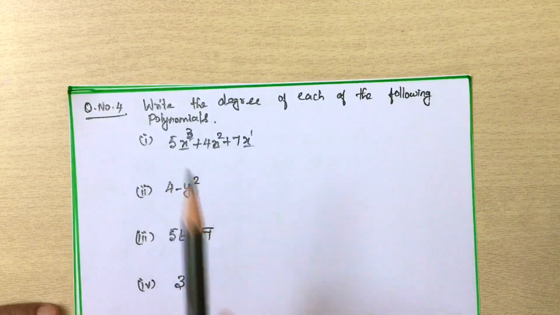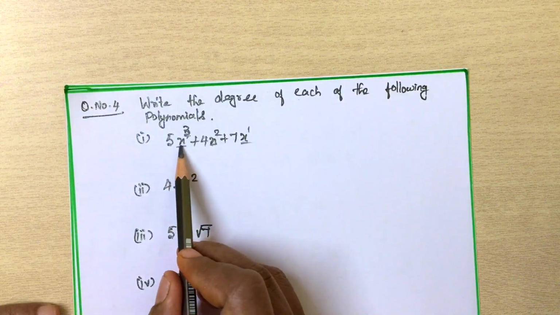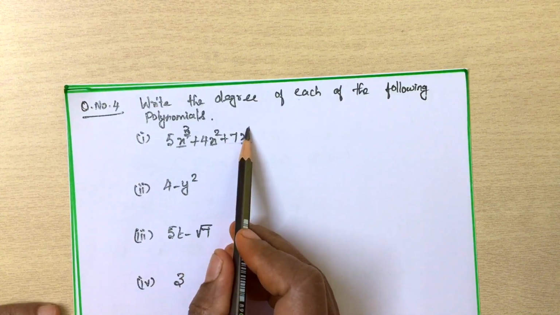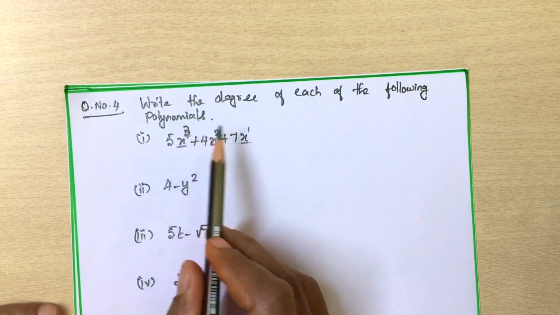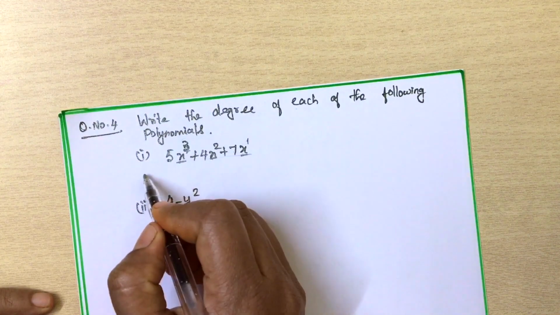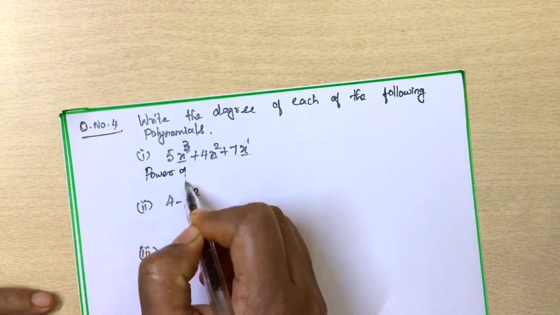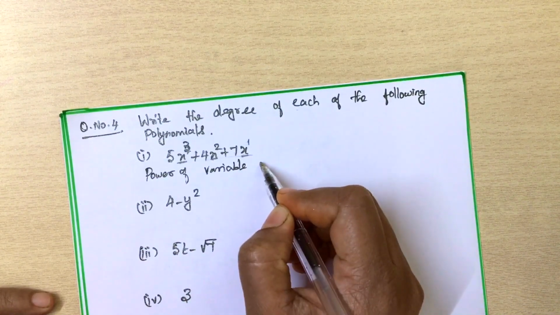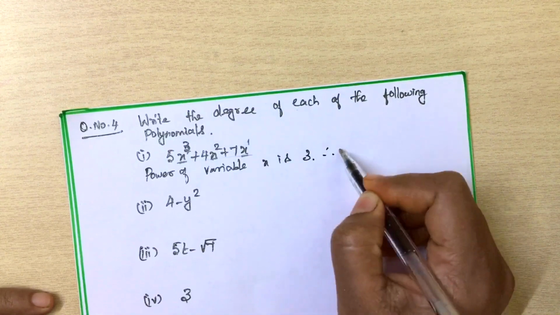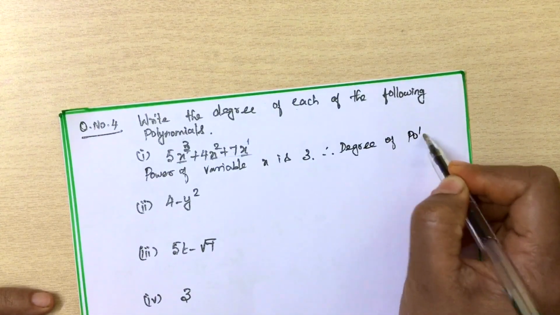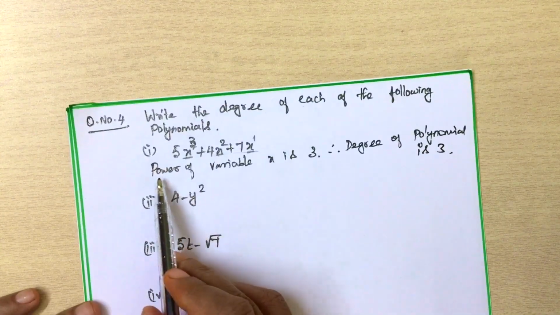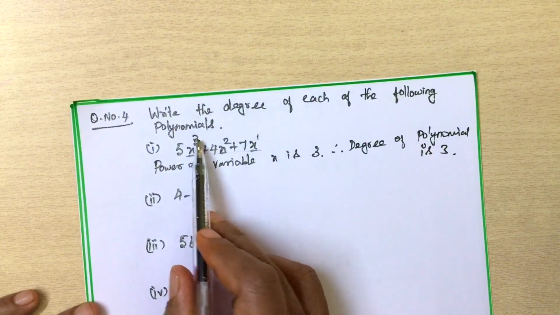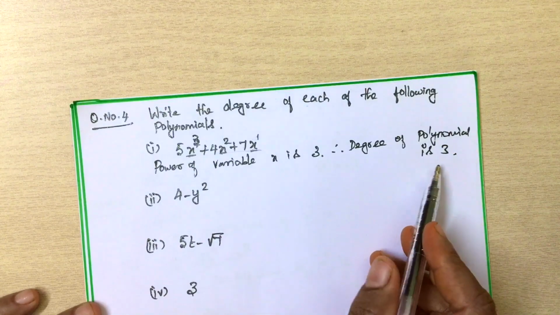Okay, so what to do? The first step, look for the variables and compare their powers. The greater one is the degree of the polynomial. Write the answer like this: power of the variable x is 3. Therefore, degree of the polynomial is 3.